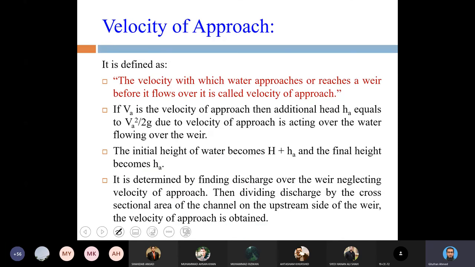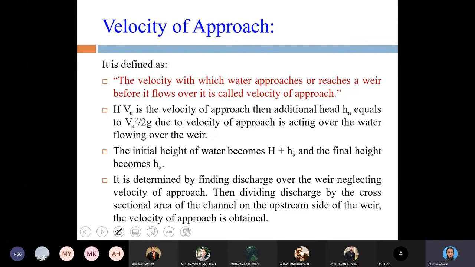So last topic of this lecture is the velocity of approach. Approach means as the flow approaches a weir, just on the upstream side of the weir, there is a change in velocity. Okay? So sometimes a weir is pointed in a stream or a river to measure the flow of the water. In such a case, the water approaching the weir has got some velocity, or say an increased velocity, which is known as the velocity of approach.